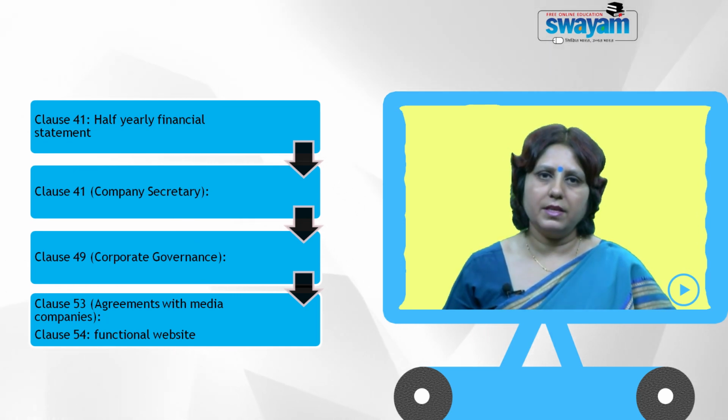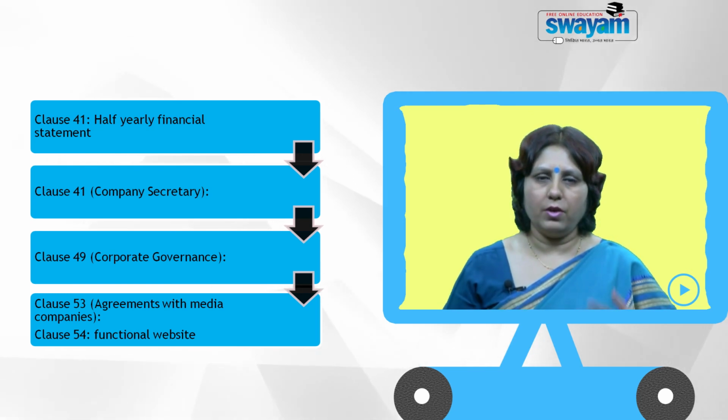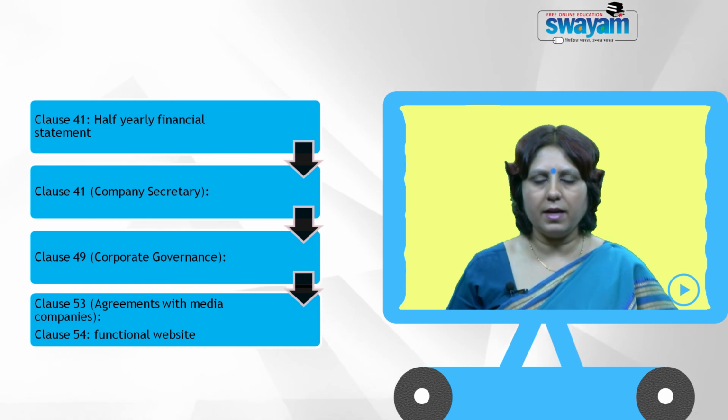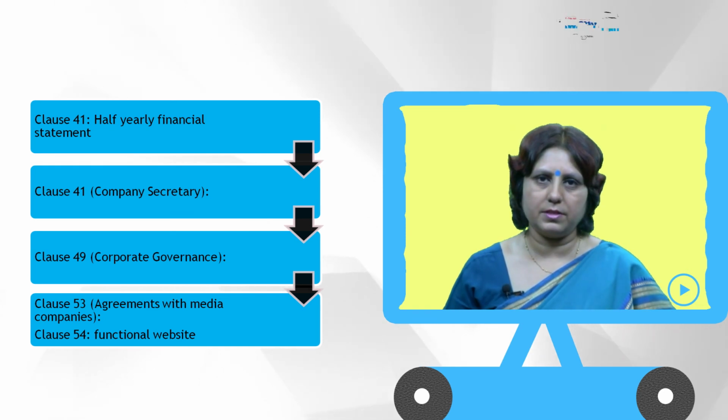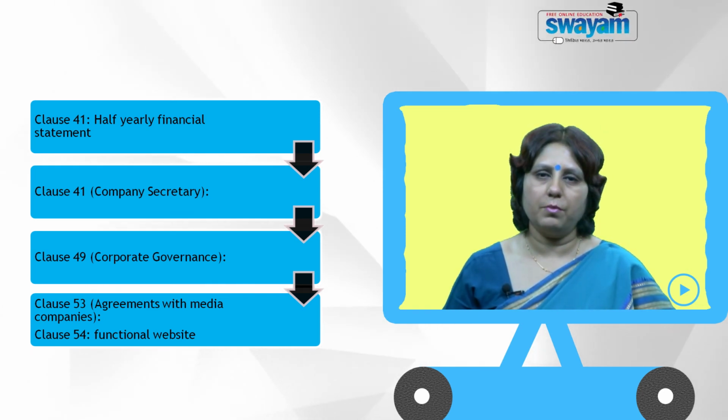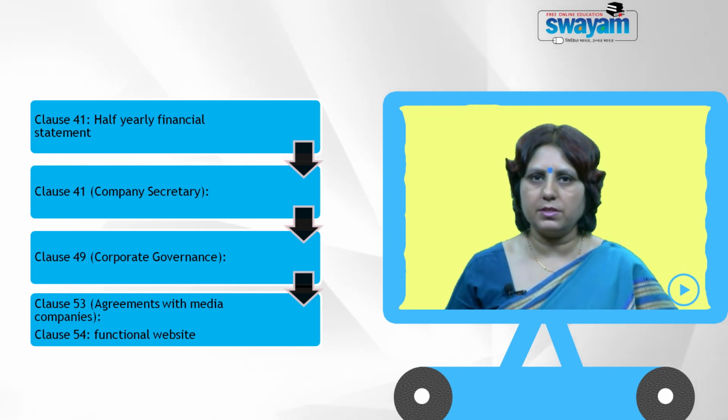So over here we see that all these clauses of the listing agreement are indicative that the stock exchanges want to have every piece of information which has some bearing on the investors' interest, so that any changes and continual disclosure are made by the company to the stock exchanges.